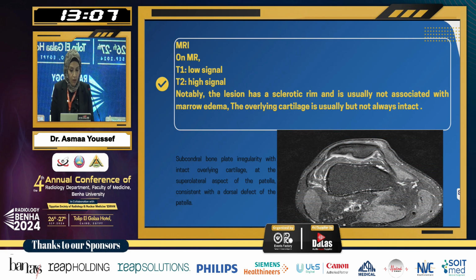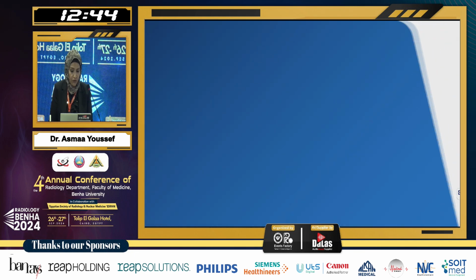On MRI, low signal on T1, high signal on T2 weighted image. Notably, the lesion has a sclerotic rim and is usually not associated with marrow edema. The overlying cartilage is usually but not always intact. As we see here, there is subchondral bone plate irregularity with intact overlying cartilage at the superior lateral aspect of the patella, which is consistent with the diagnosis of dorsal defect of the patella.